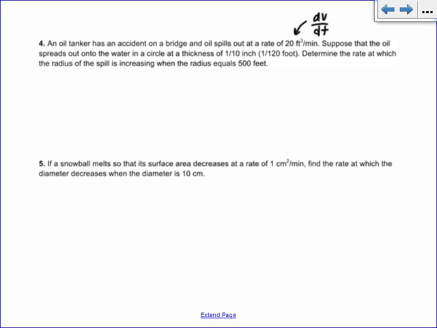So suppose that the oil spreads out onto the water in a circle, but it has a thickness of 1/10 of an inch. In other words, 1 over 120 of a foot. Determine the rate at which the radius of the spill is increasing when the radius equals 500 feet. Okay, so we have a circle, but there's some kind of thickness to it. So it's really kind of a cylinder, right? But that thickness is a fixed 1/10 of an inch, or you could say 1 over 120 of a foot.